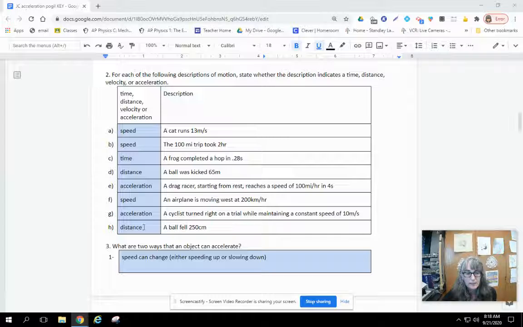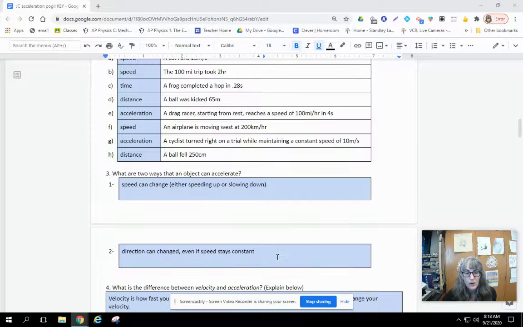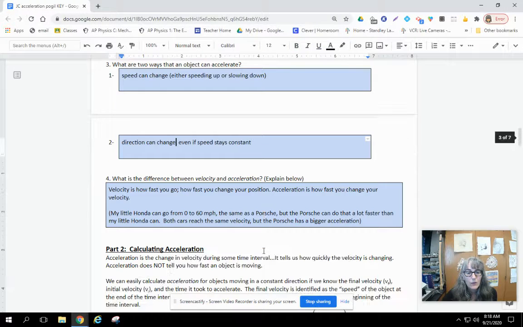That's a distance. So what are 2 ways that an object can accelerate? Either the speed can change, either it can speed up or slow down, or the direction can change, even if the speed stays constant. So what is the difference between velocity and acceleration? Velocity is how fast you go, how fast you change your position. Acceleration is how fast you change your velocity.